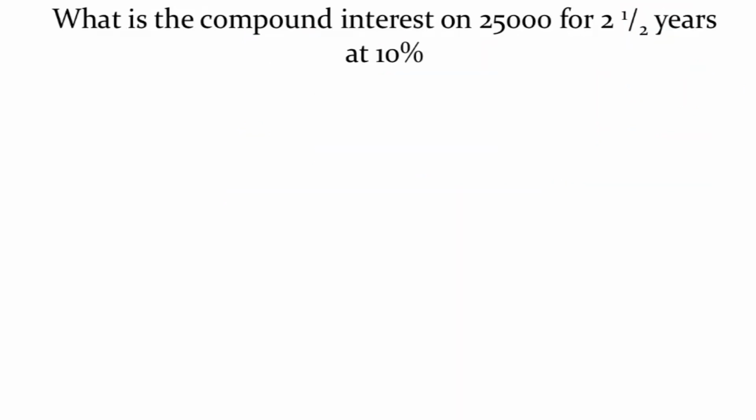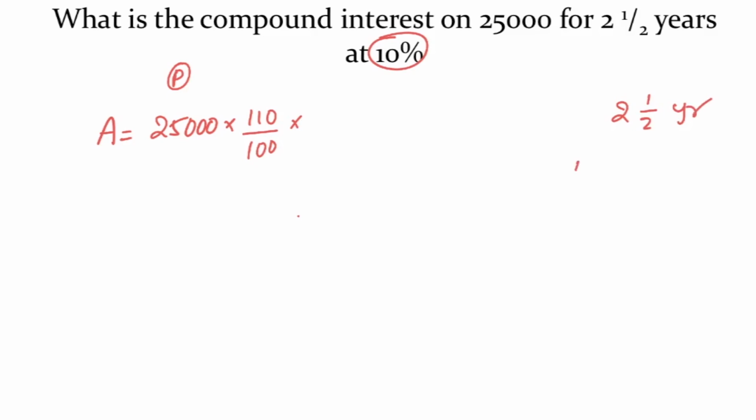What is the compound interest on 25,000 for 2.5 years at 10%? Find the amount first. Amount is equal to principal 25,000 into rate of interest 10%, 110 by 100, but duration is 2.5 years. For first year, interest is 10%. For second year, interest is again 10%. For remaining half year, interest is half the percent, 5%.